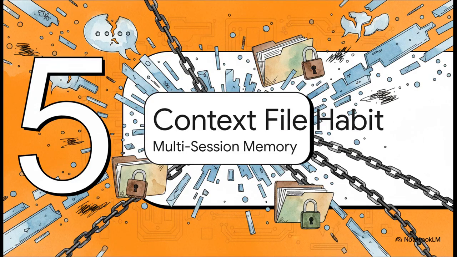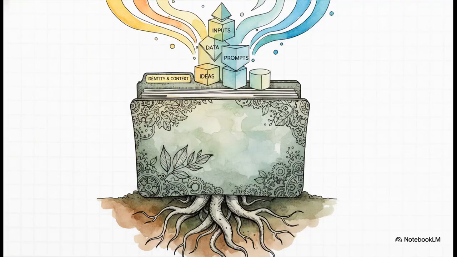Section 5. The context file habit. Now there is a catch. AI doesn't reliably remember things between sessions. It has the memory of a goldfish sometimes, remembering fragments but rarely the full picture.